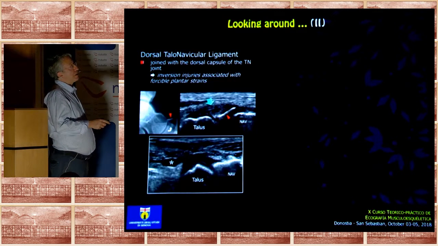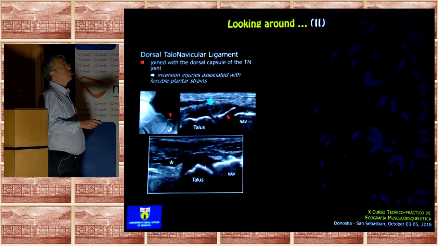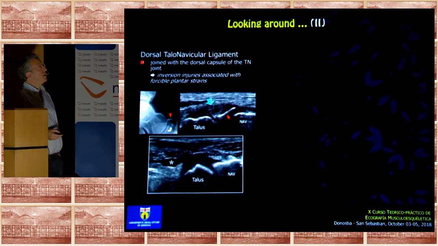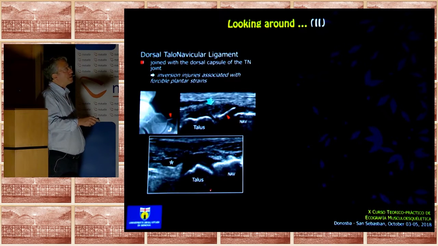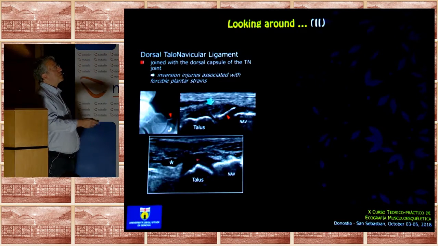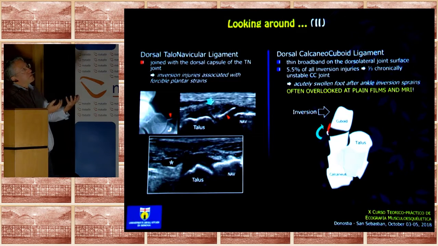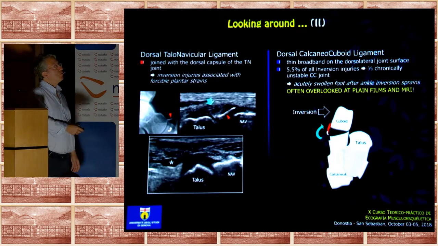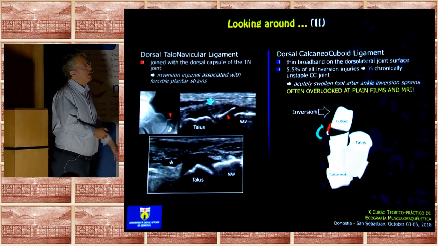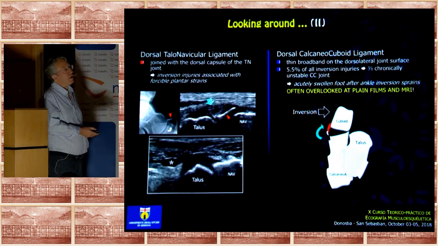But in other instances, you don't have any fracture. You have a break in the capsule, and similar to what we described at the level of the anterior talofibular ligament, we have a passage of fluid from the talocalcaneonavicular joint into the soft tissues, as you can see here. Another very important ligament, important in terms that it may be affected, is the dorsal calcaneocuboid. And the dorsal calcaneocuboid ligament is one of the most commonly missed fractures at plain film and also at MRI.